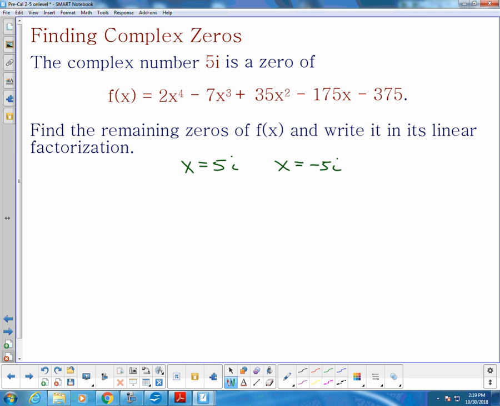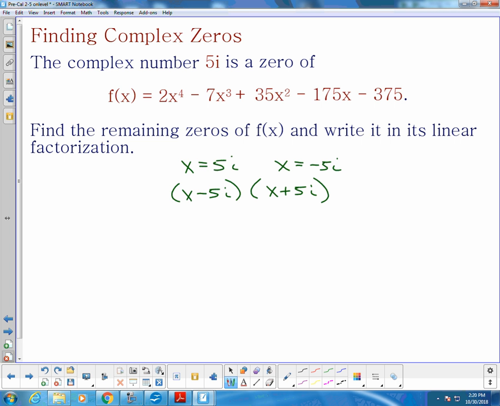Now let's think about what we did yesterday. I gave you a 0. 3 is a 0. And what did you do with that 0? Synthetic division. Got it down to a quadratic and then you factored, yes? I can't do synthetic division with an i. So what you have to do, write these as factors. I have 2 of them.